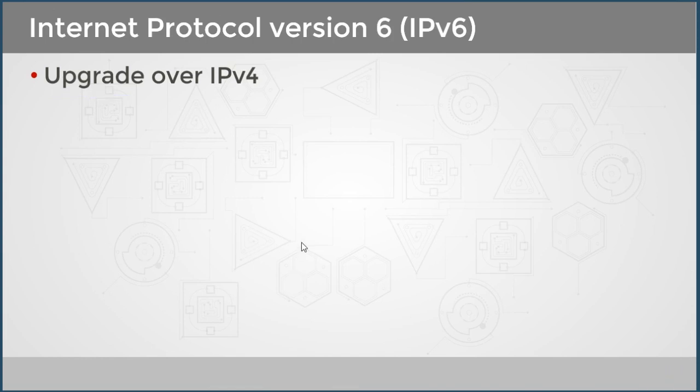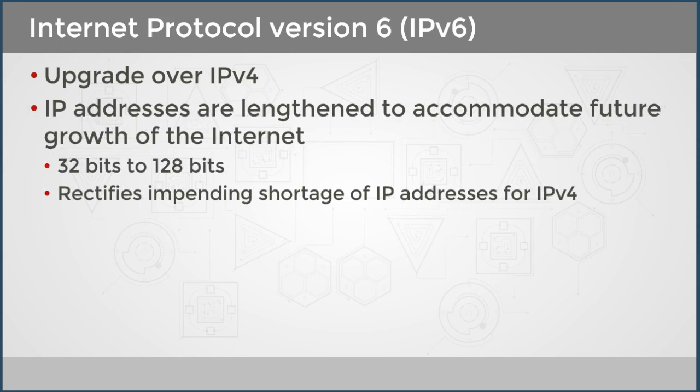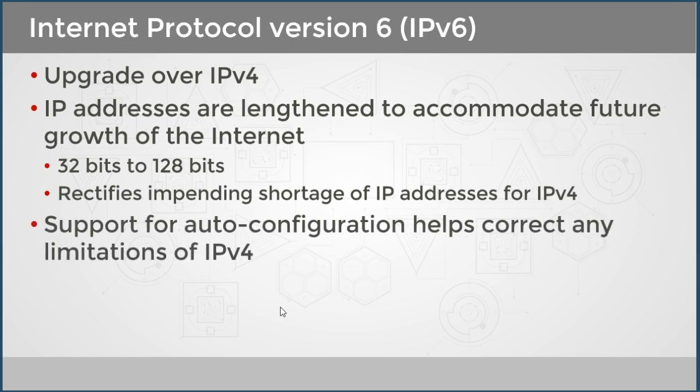Now, the most notable feature of IPv6 is the length of the address. The address was lengthened to accommodate the future growth of the internet, and to say lengthened is an enormous understatement. It went from a 32-bit address in IPv4 to 128 bits in IPv6. Remember that in binary, 32 bits means that if you have 2 to the 32nd power, or approximately 4 billion combinations, 2 to the power of 128, however, is 340 trillion, trillion, trillion. Or 340 undecillion if you want to impress your friends. This is a practically inexhaustible address space. So we see how this absolutely rectifies the impending shortage of IP addresses in version 4. Now, it also has support for auto configuration, which helps to correct any limitations of version 4 in that regard.